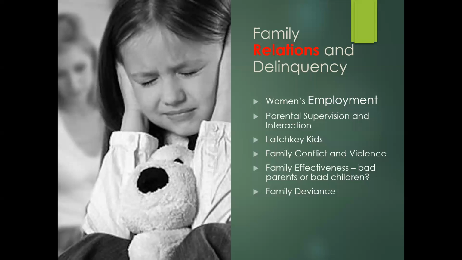But what kids see matters. And so when there's family conflict, when there's family deviance, then what we start to see is that it is going to spill over into the kids' behavior. Do we think that's because there's bad kids or because there's bad parents? Well, we don't know about the effectiveness yet, but that's one thing that we need to consider, and that's an empirical question. I mean, you can research that, and it has been done.